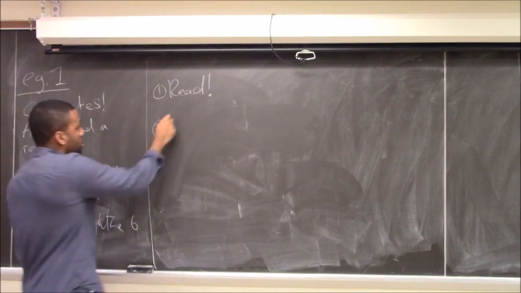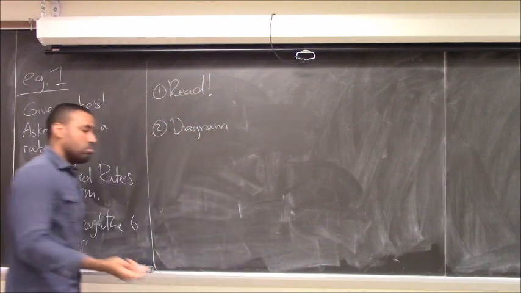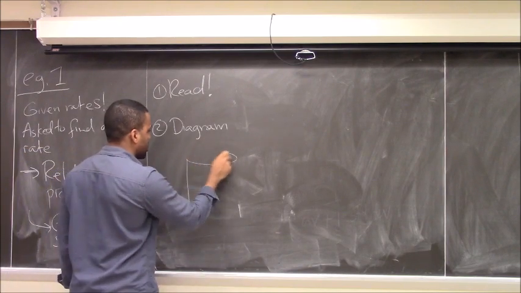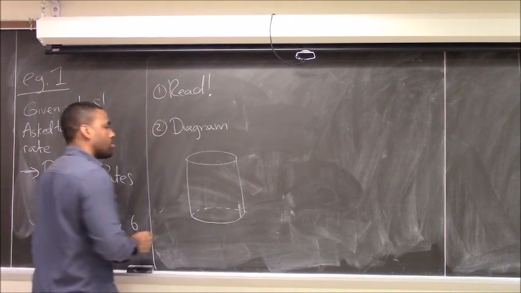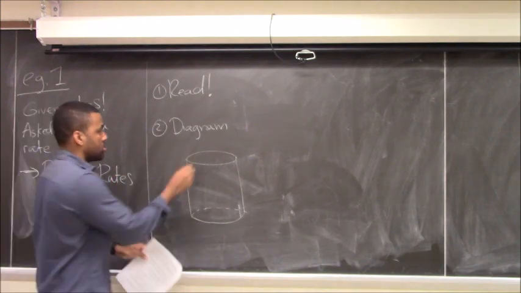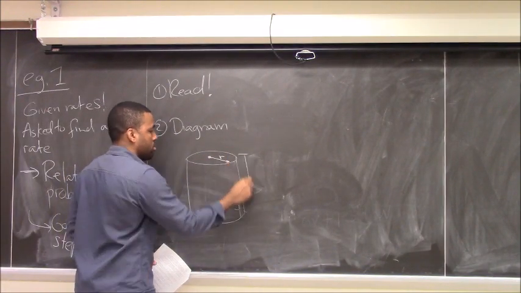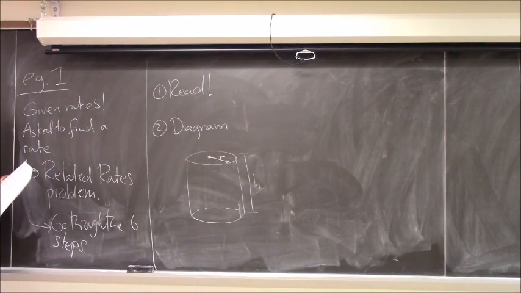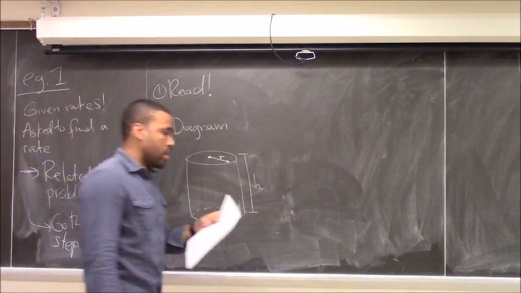So 2, diagram. I mean, it's not super useful here, but let's go through it anyway. So basically a right circular cylinder is just a cylinder where the cross section is a circle. And it's mentioned the radius, right? So the radius is going to be this part here. And it also mentions the height of the cylinder, which is here. Okay, so that's your diagram.